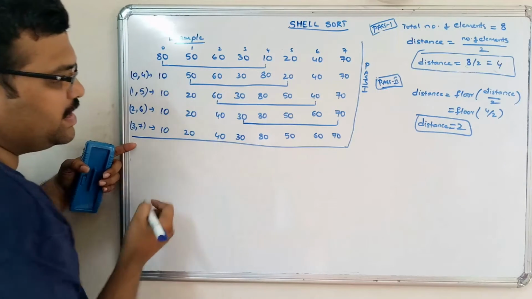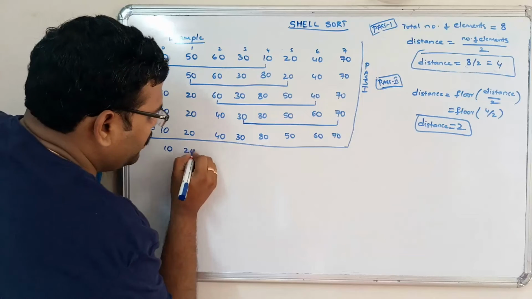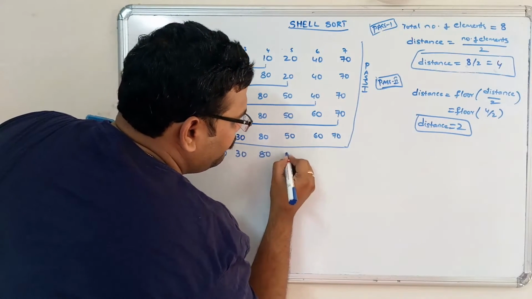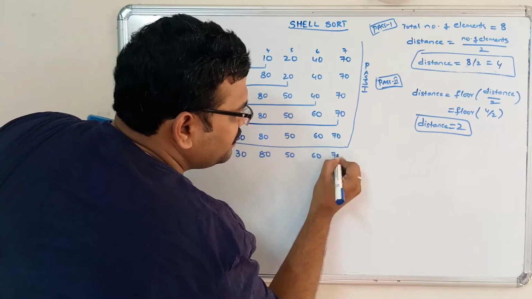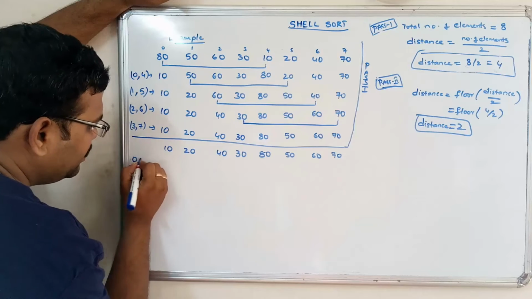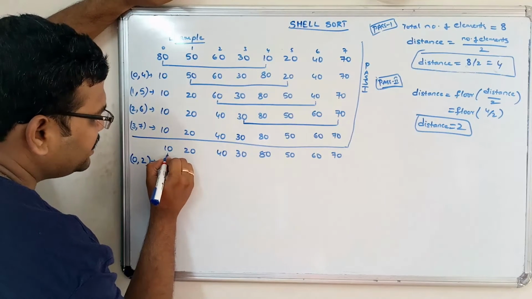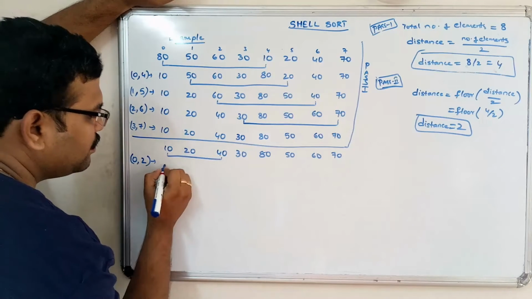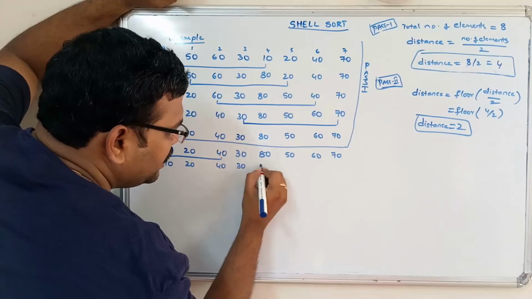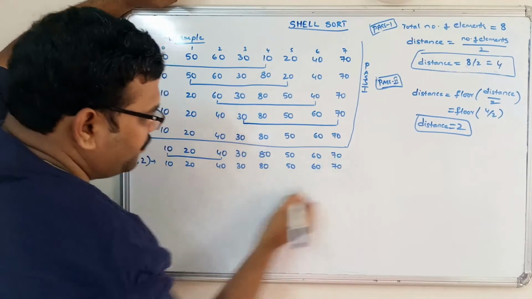Consider the same thing: 10, 20, 40, 30, 80, 50, 60 and 70. So consider the first one. Coming to index 0, 0 should be compared with 2. So the 0th index is compared with 2. They are in sorted order, so simply write the elements: 30, 80, 50, 60 and 70.